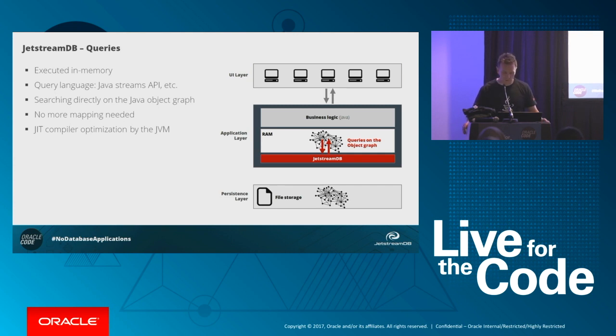Then queries. All data is stored in the memory, of course. And if you want to query data, then we only have to search on the object graph. And yeah, we needn't develop another query language, so you can use the pure Java Stream API for that, for example. And we have no more mapping behind the scenes, and the JIT compiler optimization by the JVM accelerates your queries. Yeah, it's really fast, faster than any in-memory database, for example.